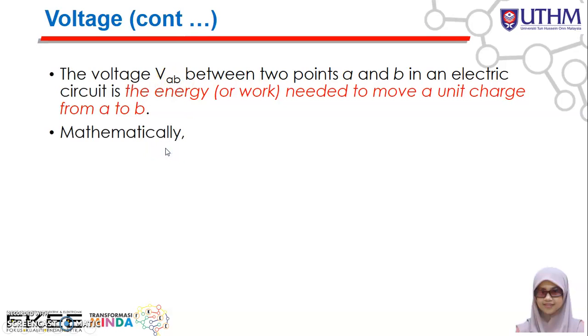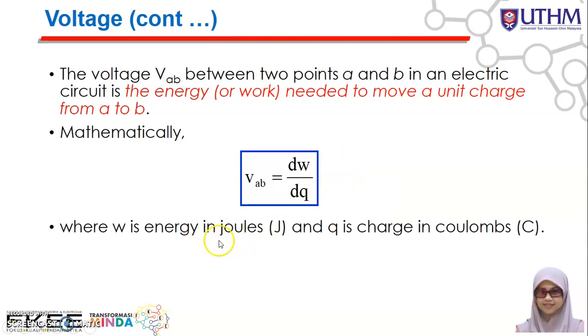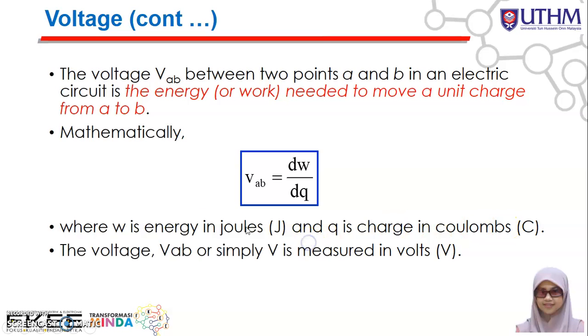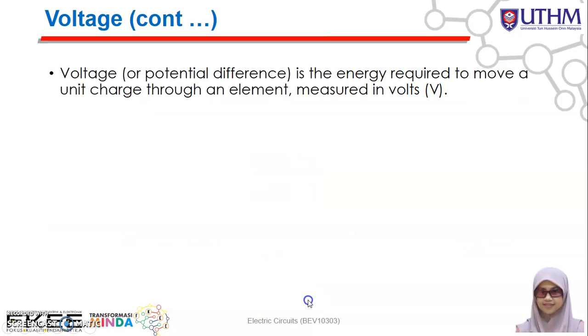By using the mathematical expression, VAB is equal to dW over dQ, where W is energy in joules and Q is the charge in coulomb. So VAB, or simply V, is measured in units of volt. The symbol usually we put is V, right? Then voltage, or we can also call it potential difference, is the energy required to move a unit charge through an element. Usually we measure it in volts.